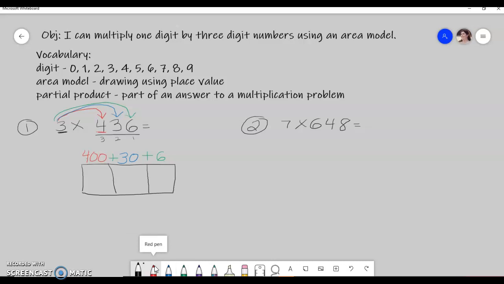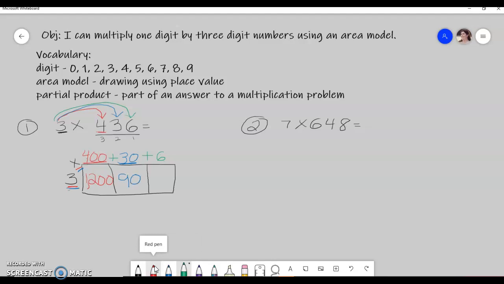And what are we multiplying by? We're multiplying by 3. We're going to do the same steps. 3 times 400. We look at our basic facts: 3 times 4 is 12, and we put our 2 zeros. 1,200. Next, 3 times 30. 3 times 3 is 9, and 1 zero.